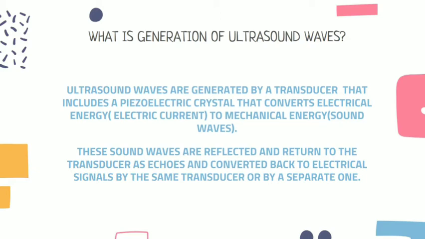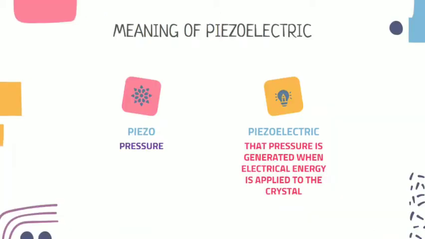These sound waves are reflected and returned to the transducer as echoes and converted back to electrical signal by the same transducer or by a separate one. Let me explain about meaning of piezoelectric. Piezo is stand for pressure. So that piezoelectric is that pressure is generated when electrical energy is applied to the crystal.